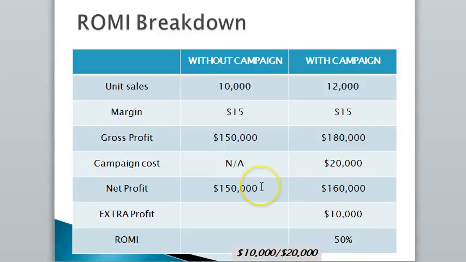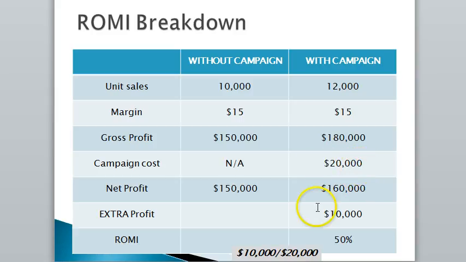So we normally make 150. We did the campaign, and after paying for the campaign, we've improved the brand's position in terms of profit by $10,000. So in terms of our return on marketing investment, it's this extra profit. So what was the end result of all that work? How much better off are we, versus how much money did we invest?